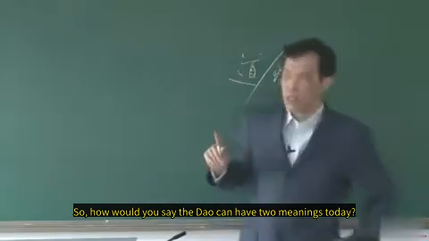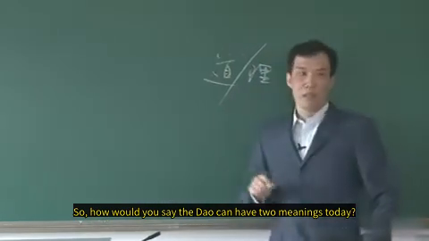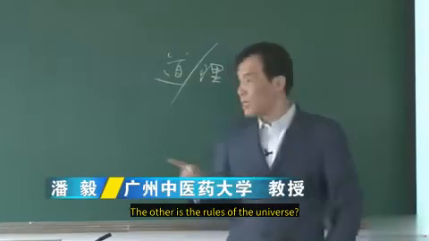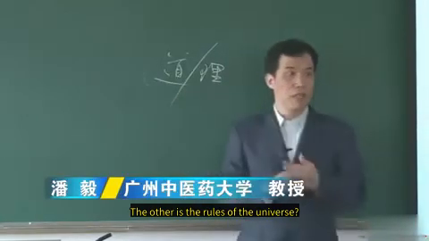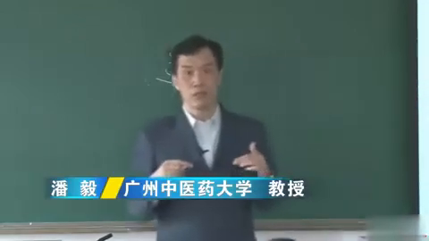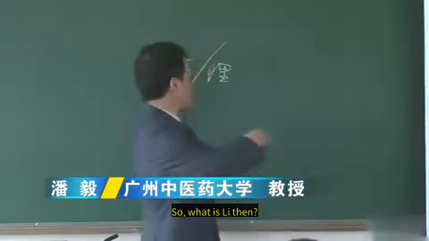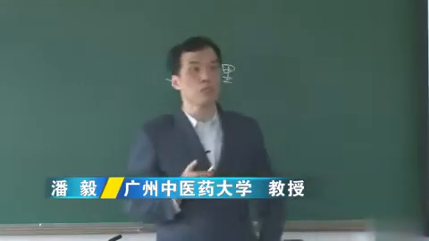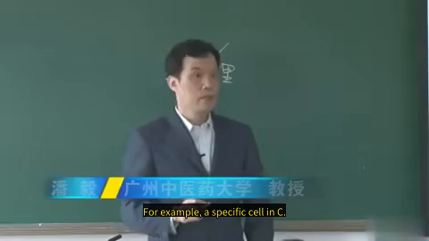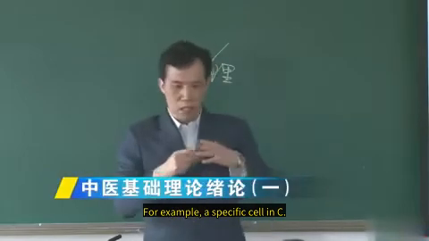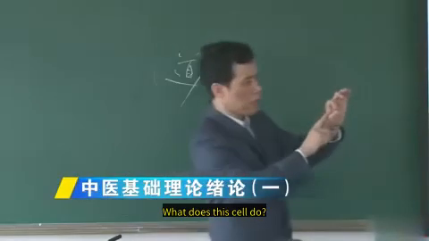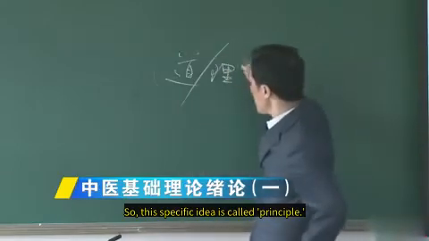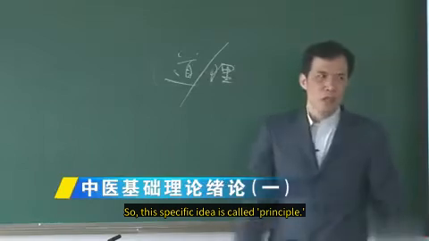So, how would you say the Tao can have two meanings today? One is the essence of the universe. The other is the rules of the universe. So, what is principle then? Principle is about specific things. For example, a specific cell in the body. What does this cell do? This specific idea is called principle.